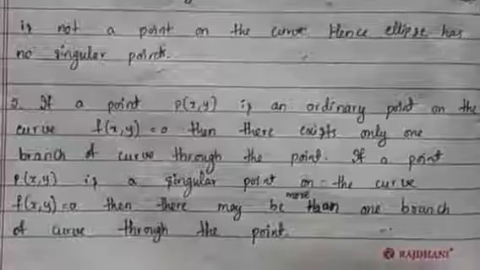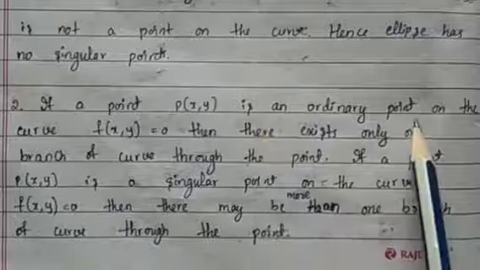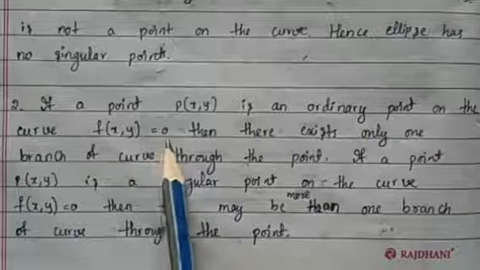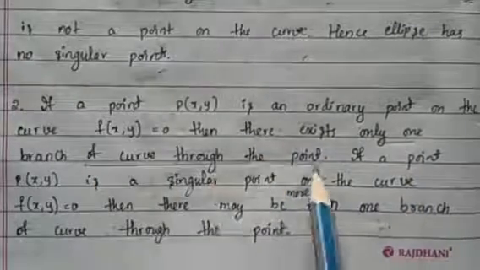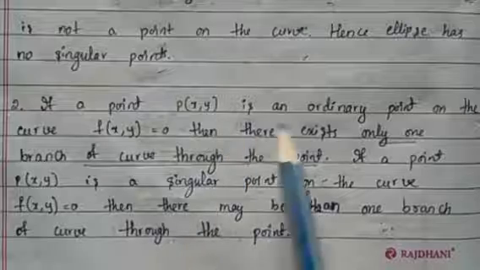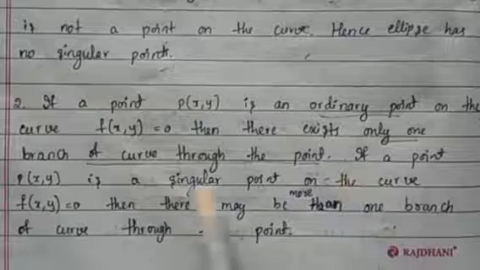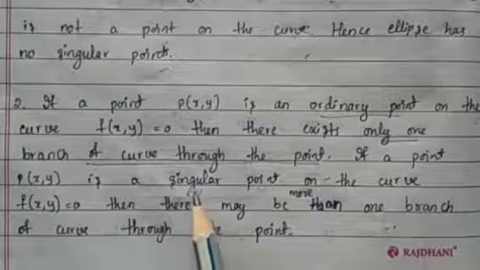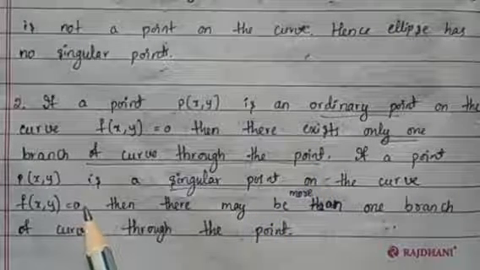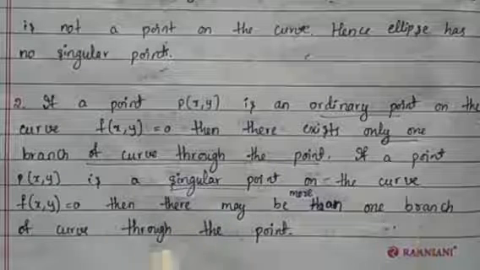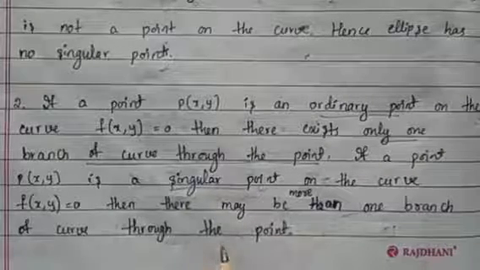Note number 2. If a point P(x, y) is an ordinary point on the curve f(x, y) equal to 0, then there exists only one branch of the curve through the point. If a point P(x, y) is a singular point on the curve f(x, y) equal to 0, then there may be more than one branch of the curve through the point.